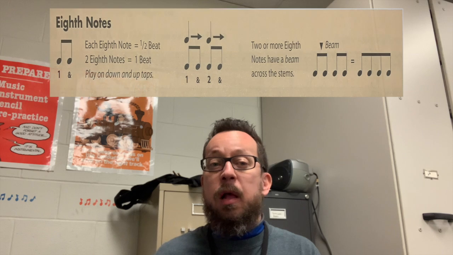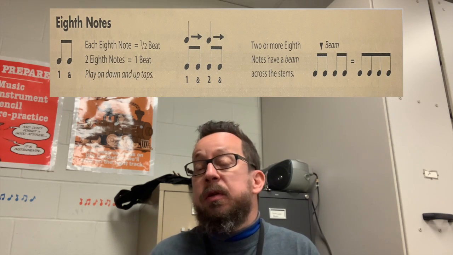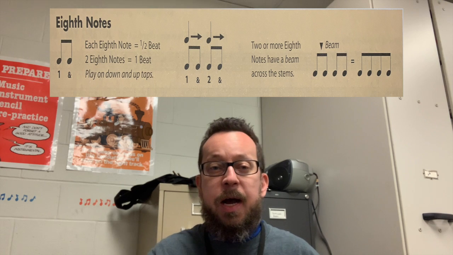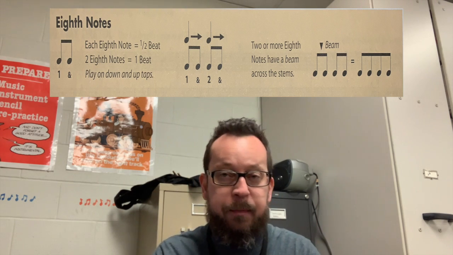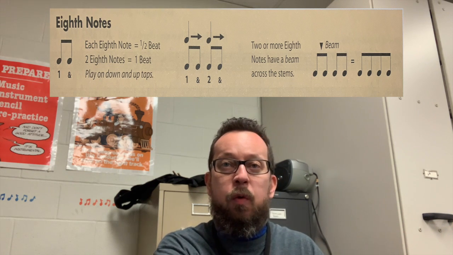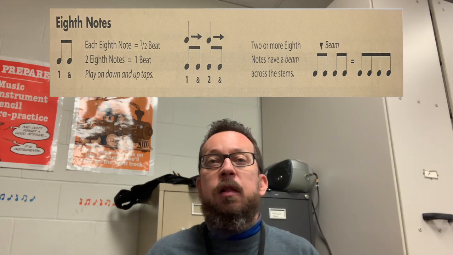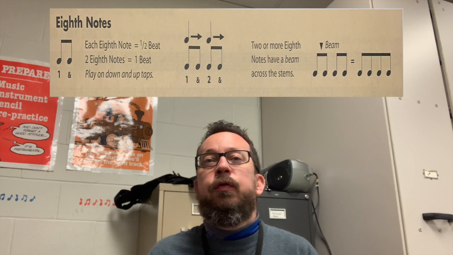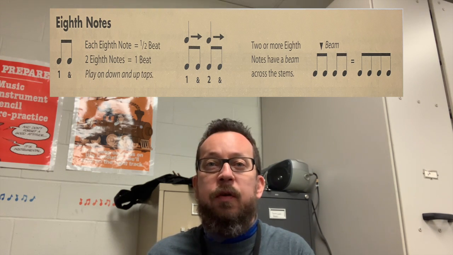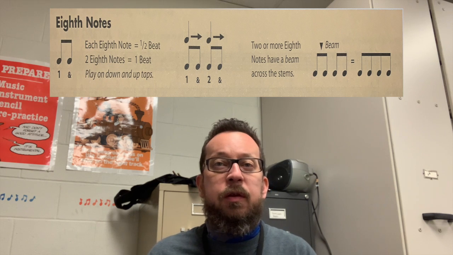So this week, we're going to be looking at a few things on page 10. The first thing we're going to take a look at is that yellow box up at the top of the page. You'll notice that it says eighth notes. Eighth notes are another type of note. We've got quarter notes that have been 1 beat, half notes that are 2, whole notes that are 4. So you'll see up in the yellow box at the top, it defines eighth notes for us. It says that each eighth note equals half a beat, and 2 eighth notes equal 1 beat.